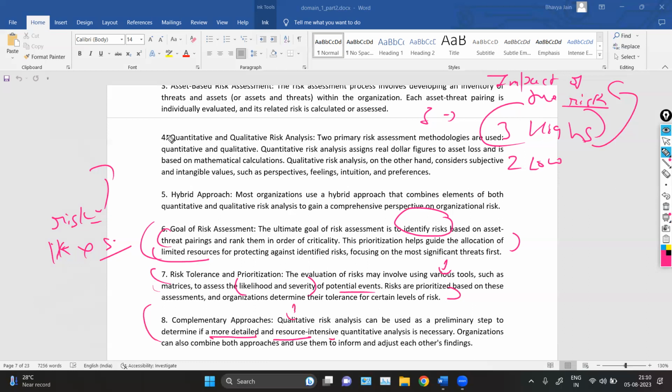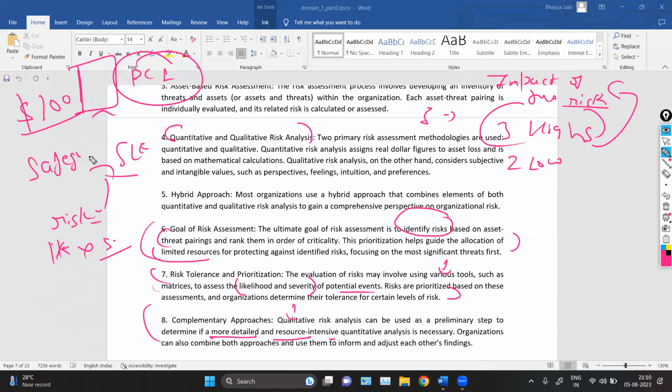Okay, the quantitative approach is where you are assigning a dollar value or you are calculating the risk on the basis of mathematical calculations. Let's say we have this one asset, species number 1, and we are assigning a dollar value, let's say the cost of this species is $100. And next we are assigning SLE or ALE. We will discuss that in a while. So we are calculating how much risk there is, or we are calculating the countermeasure or the value of the safeguard in a mathematical way.